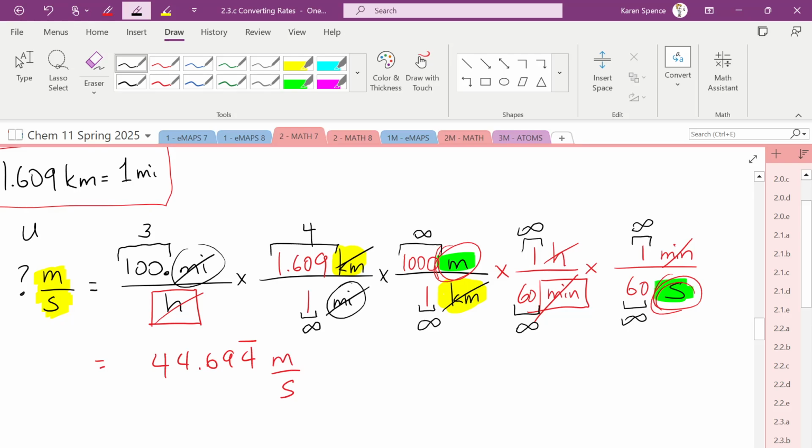And we have infinite, 1 minute, infinite. So our smallest sig fig is 3 sig figs. So we go here and we say 1, 2, 3, look to the right. That's going to round up, so that's going to become 44.7 meters per second.